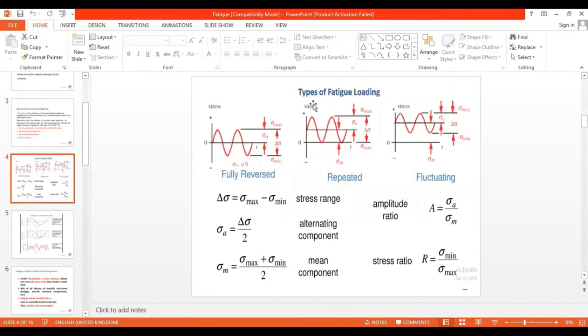Here is a diagram for fatigue loading cycles. It can be of three types: fully reversed, repeated, or fluctuating.